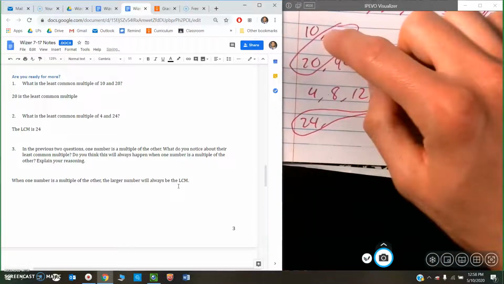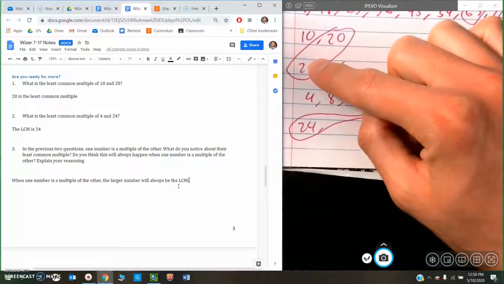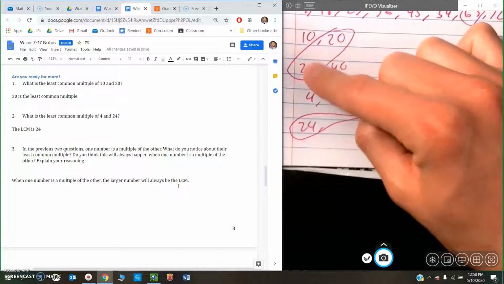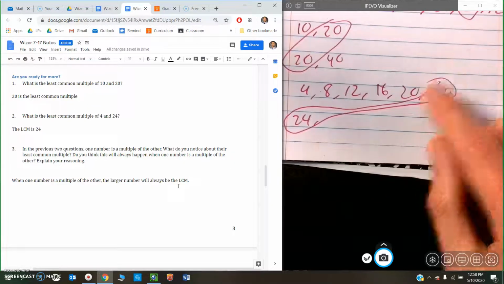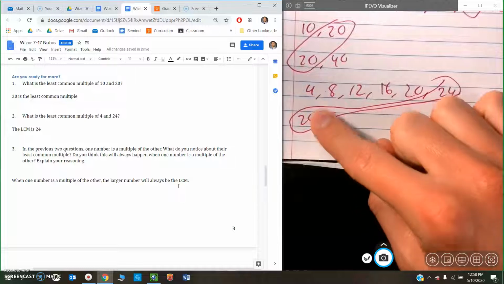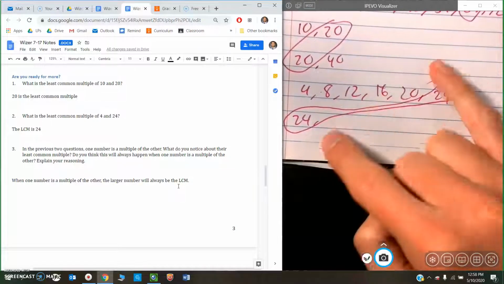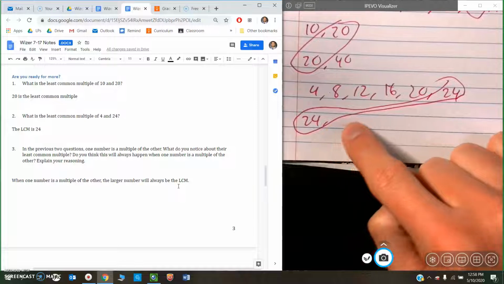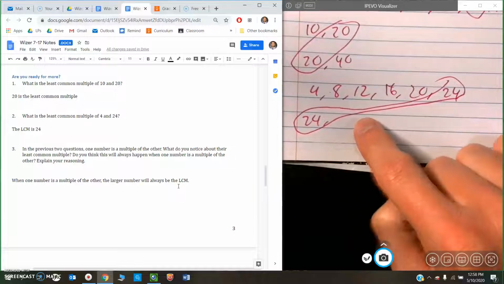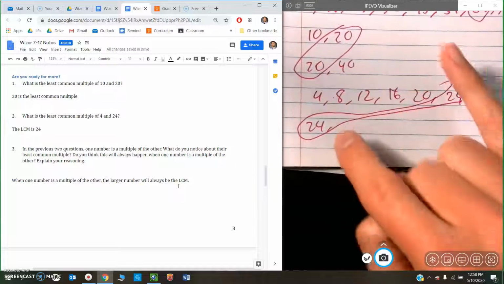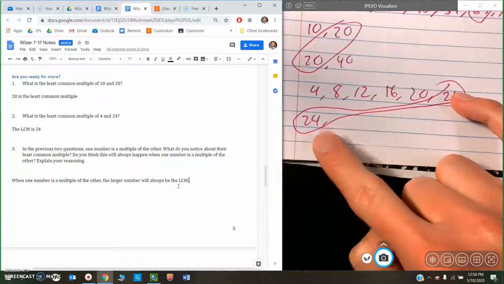Okay, so I knew that 20 was a multiple of 10, so 20 is the first place that these two numbers will meet. And 24 is a multiple of 4, so 24 is the least common multiple because that's the first number where they meet. Like, why even keep going to 48 or whatever, because I can already see right here that they line up.